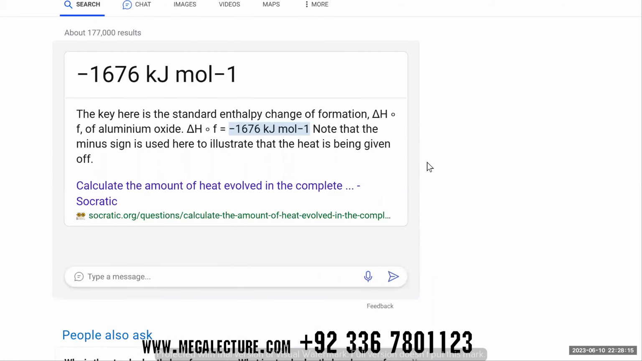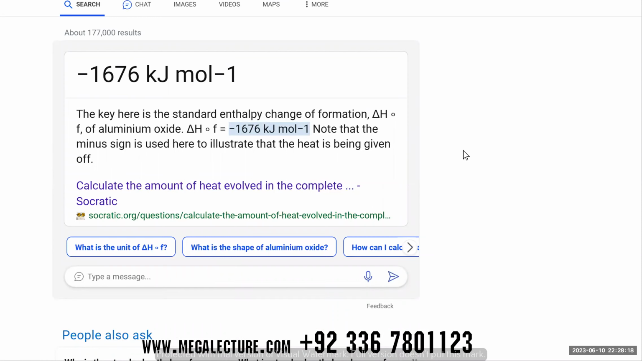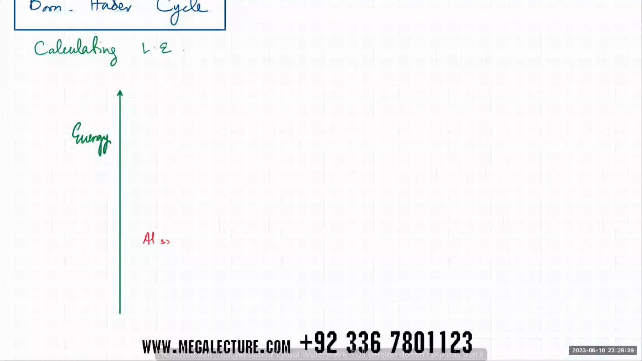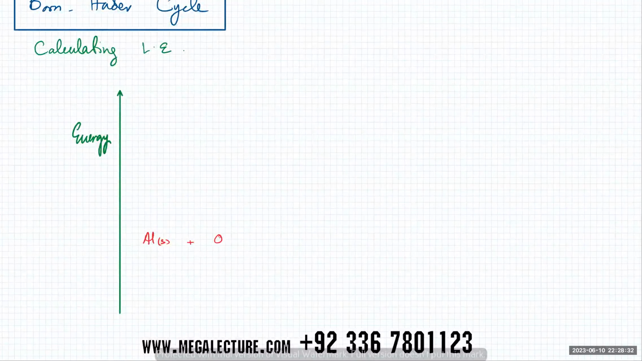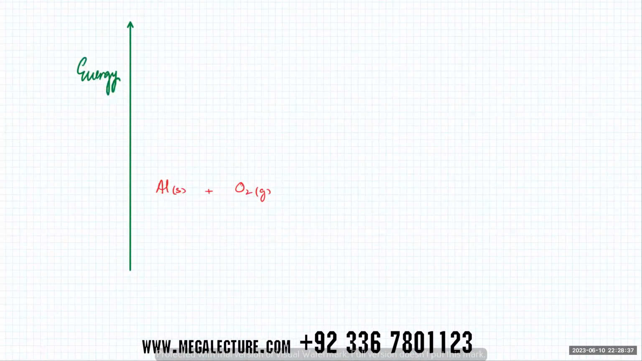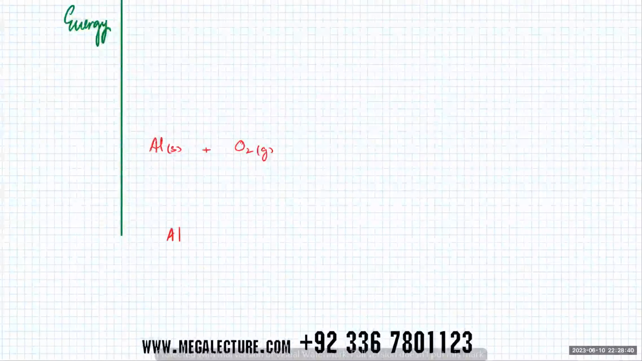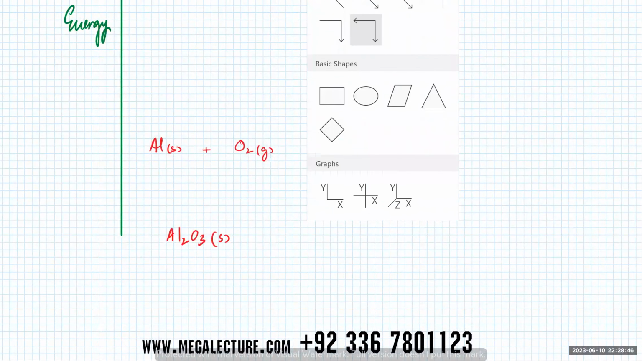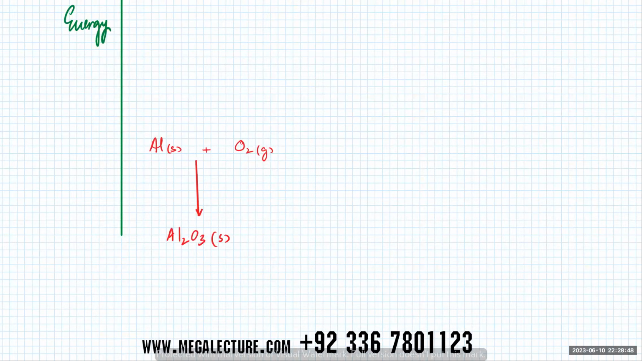So that's fairly exothermic, the enthalpy of formation of aluminium oxide. Enthalpy of formation is from elements: aluminium solid plus oxygen gas together forming aluminium oxide, which is exothermic. So the arrow goes downwards. I'm going to make an arrow heading downwards. That's my starting point, my enthalpy change of formation.